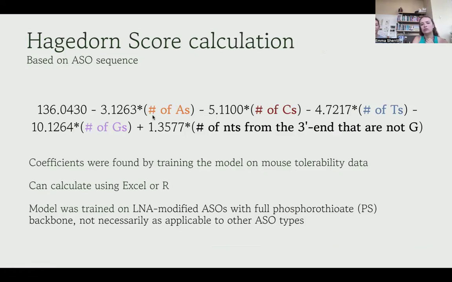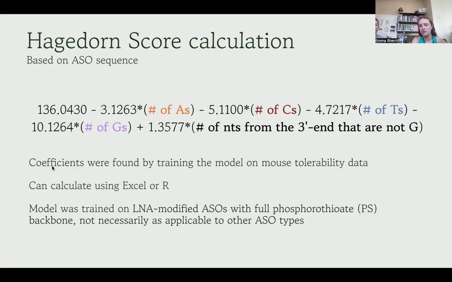So it takes into account essentially just the ASO sequence, so the number of each type of nucleotide that's present in the design. And then it also considers the position of the last G in your sequence, because Gs are pretty important to toxicity, we found. So you would count up the number of each nucleotide and then count where the last G is from the 3' end of your sequence. And then this is the calculation to determine this predictive toxicity score.